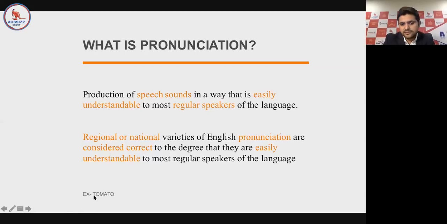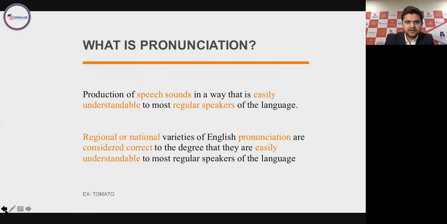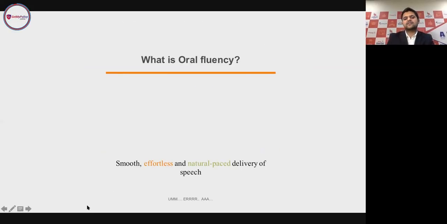So this is what actually pronunciation is when we talk in terms of PTE. To give you a brief idea, fluency is basically the smooth, effortless, and natural paced delivery of speech where you don't have any unnecessary pauses when you are speaking, which is not very normal when we have our day-to-day conversations, but we have to make sure that that doesn't happen when you are giving the PTE test.